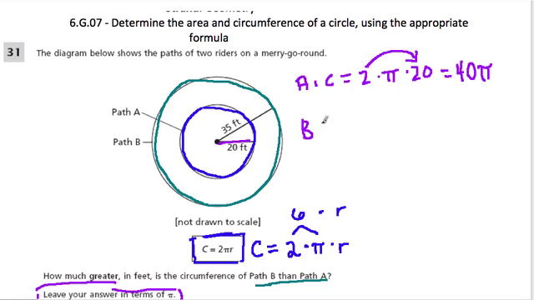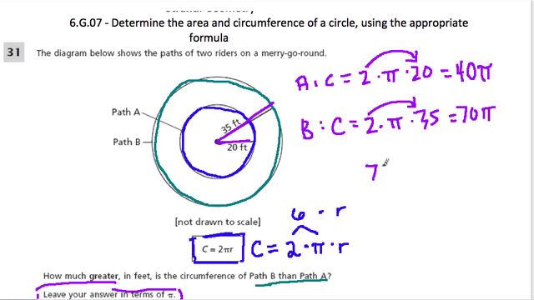For path B, the larger path, the circumference equals 2 times pi times 35, because the radius of the bigger circle is 35 feet. And 2 times 35 is 70. So the circumference of the larger circle path is 70 pi. So how much greater in feet is the circumference of path B than path A? Well, one way to think about this is you can just take 70 pi, the bigger circumference, and take away the smaller circumference, 40 pi.